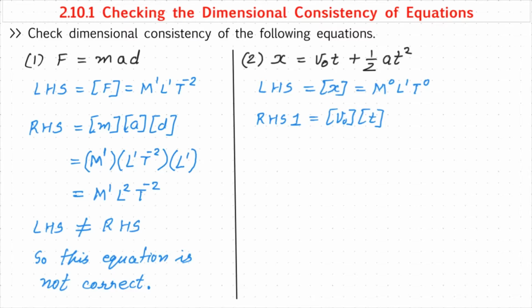Now here there is one point. See, v0 is initial velocity, so it is one sort of velocity only. Whether it is initial velocity or final velocity or terminal velocity or any other sort of velocity, it is velocity. So the dimension formula will be the same as the velocity. So here the dimension formula of initial velocity is L1 T minus 1, and for time it is T1.